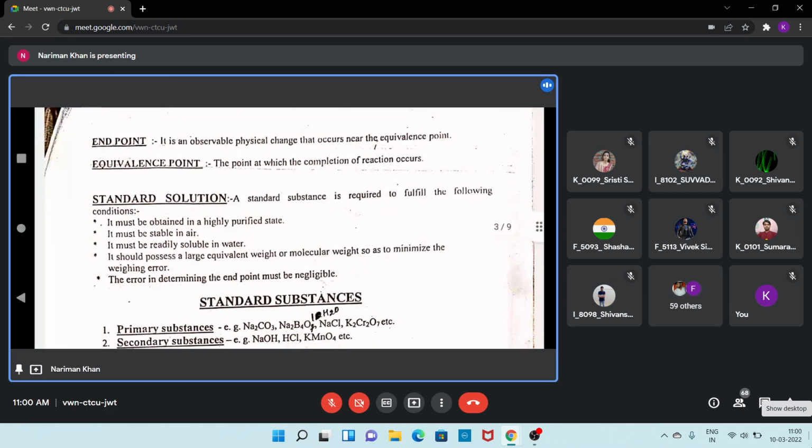Now, endpoint and equivalence point. These are the two terms, endpoint and equivalence point. So what is endpoint? Endpoint is the physical observable change that takes place in the solution. You have already done titration, so you might have seen that after performing the experiment, there occurs a color change, and when color change is seen, at that time you stop the experiment and you note down the burette reading, and that is called as endpoint. Isn't it? Yes, ma'am. So endpoint is the observable physical change in color that occurs in the solution.